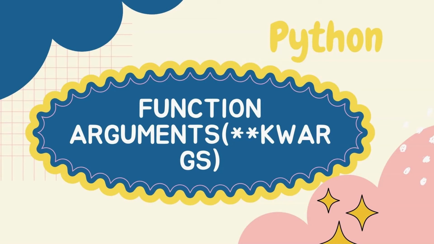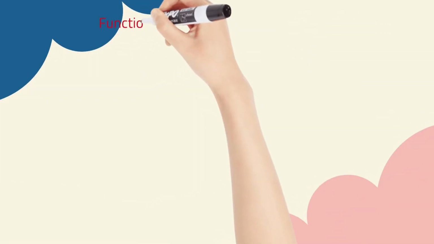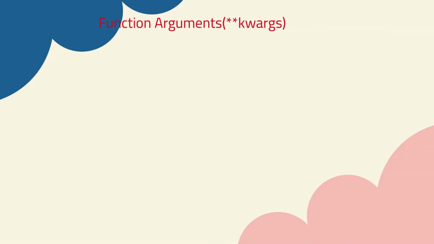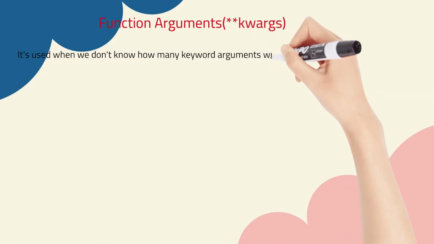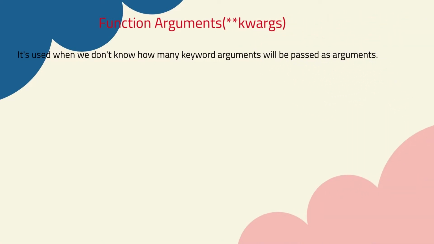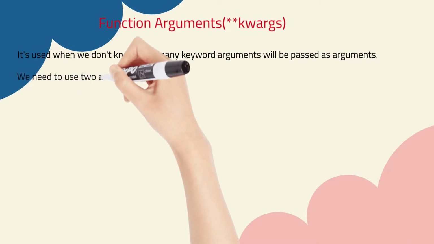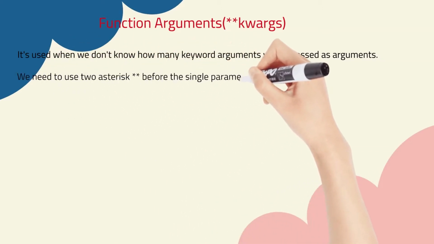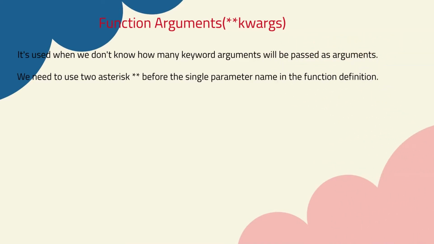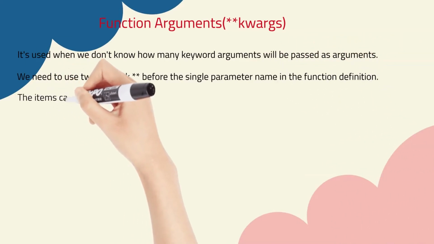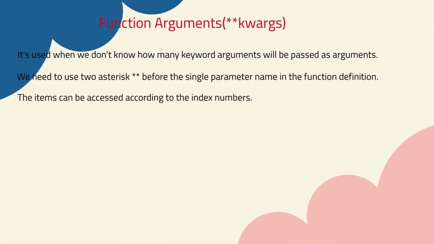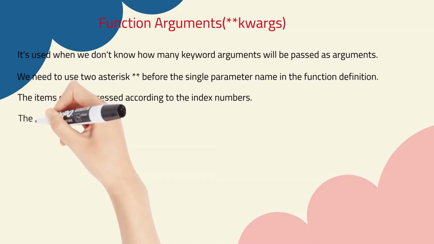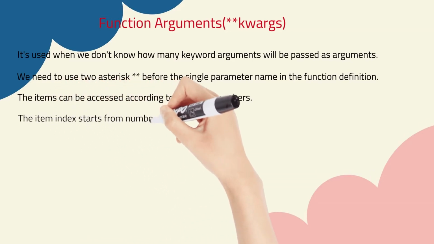In this video we will discuss the argument kwargs that is declared as part of a function. It's mainly used when we don't know how many keyword arguments will be passed as arguments to the function. In such cases we need to use two asterisk symbols before the single parameter name in the function definition. The arguments passed to the function can be accessed according to the index numbers. The index of the argument starts from number 0.